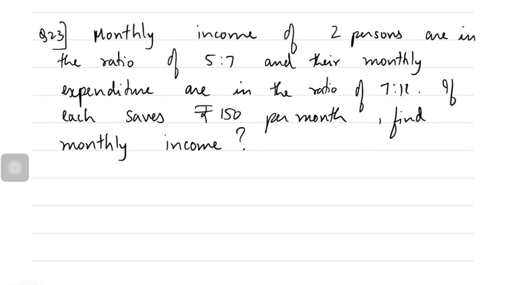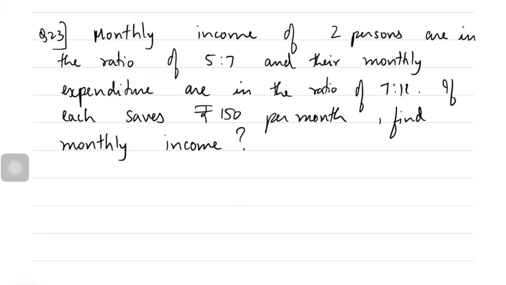Okay, the monthly incomes of 2 persons are in the ratio of 5 to 7, and their monthly expenditures are in the ratio of 7 is to 11. If each saves rupees 150 per month, find the monthly income. Okay, let this be the last question for the day. So monthly income is given.